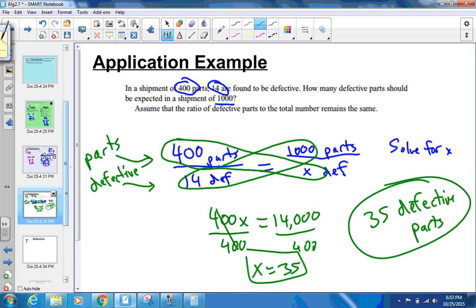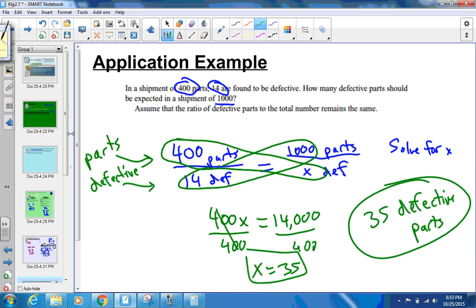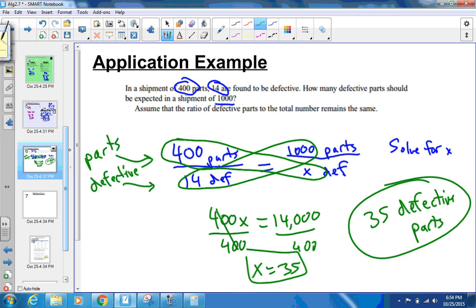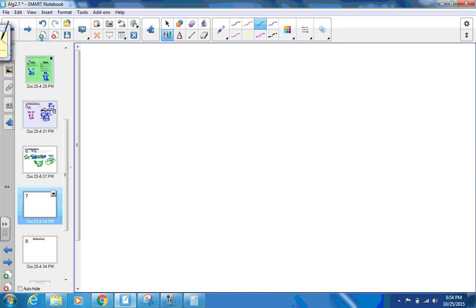Okay. So this is our work with proportions. I hope you took quality notes. You had at least one or two examples written down, the vocab written down. And now it's time to self-assess your learning. So don't forget to self-assess.